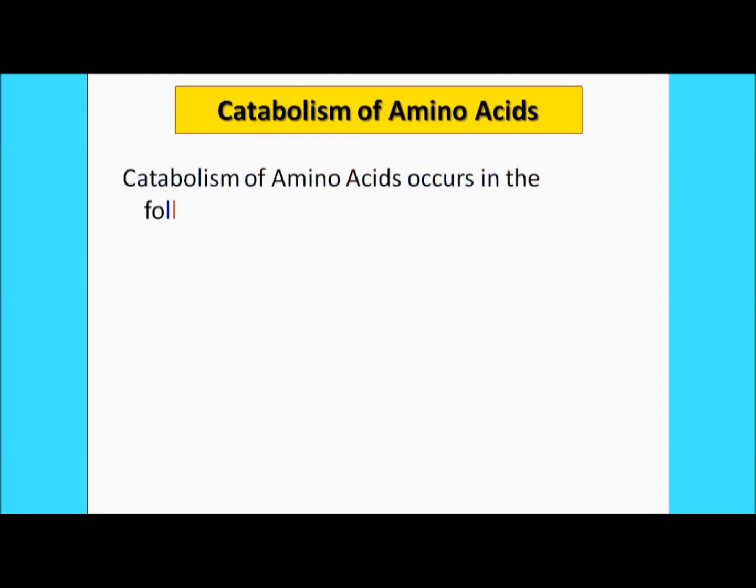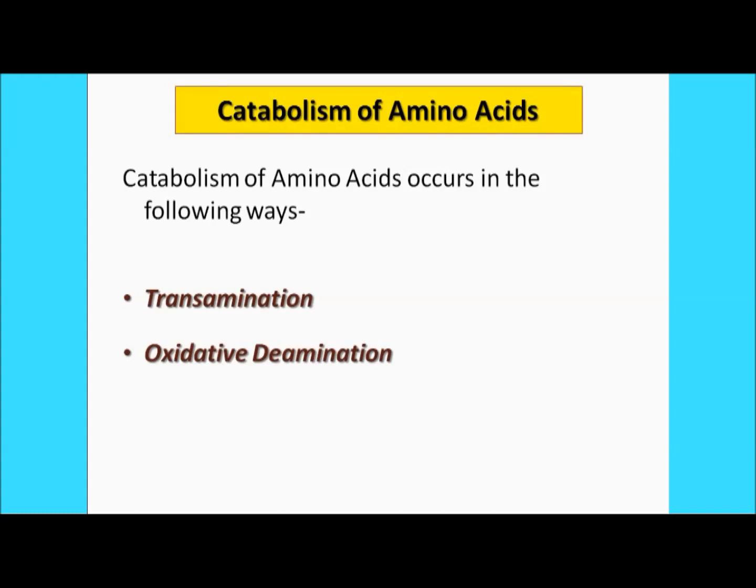Basically, if you see the catabolism of amino acids, it occurs in the following way. First of all, it may undergo transamination. Moreover, it can undergo oxidative deamination. Moreover, it can undergo ammonia transport, and finally this will enter the urea cycle. So that is the overall cycle of the catabolism of amino acids in the human body.